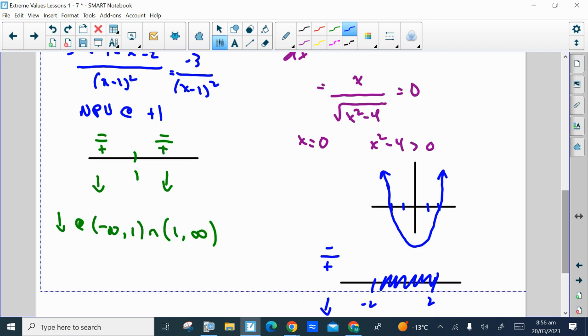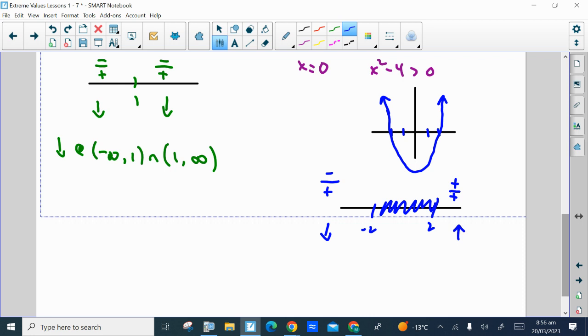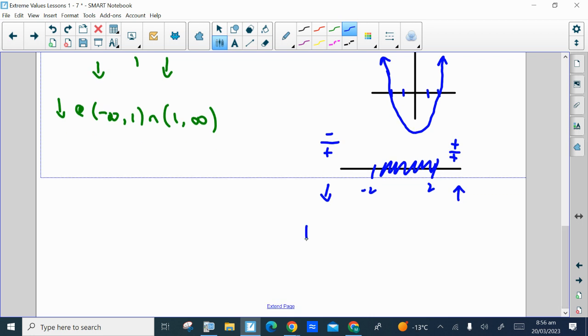After positive 2, a number like 3, it'll be a positive over a positive. So the function is increasing there. So we would say it's decreasing from negative infinity to negative 2. It's increasing from positive 2 to positive infinity. So again, in this case, we found 0 as a critical number at first, but then when we applied the restrictions on the domain, we couldn't use 0 because that gives us an undefined value in the denominator. Okay?